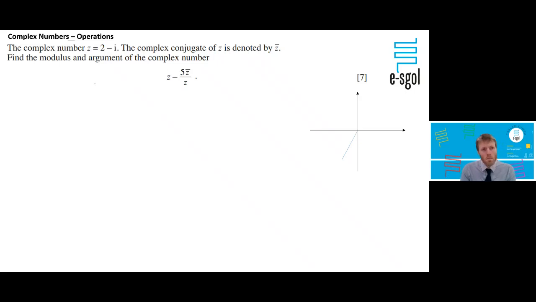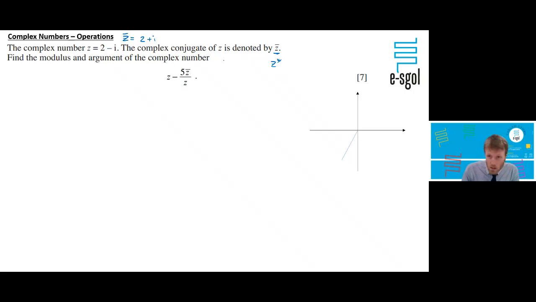So the complex number given here, 2 minus i, and then it says we've got a complex conjugate denoted by this symbol. You might use different symbols. You might see a z, for instance, with a little star next to it. There are various symbols used. They seem to be using this symbol. So the complex conjugate here, that's just where we change the sign in the middle. We change it to a positive, or if it started off as a positive, we're going to change it to a negative.